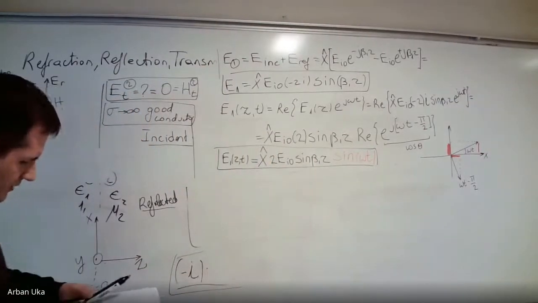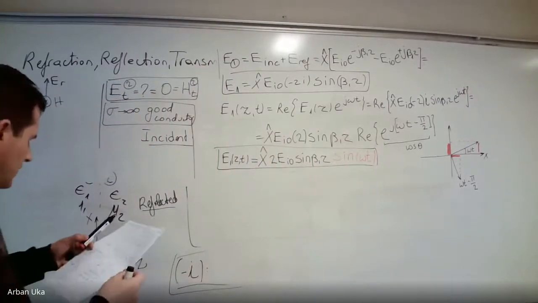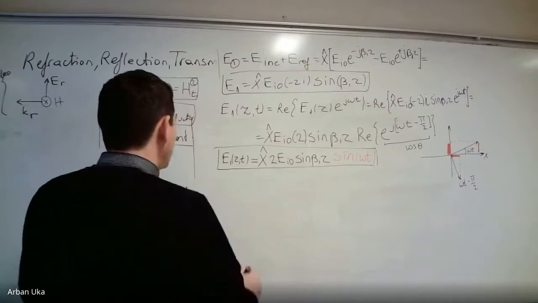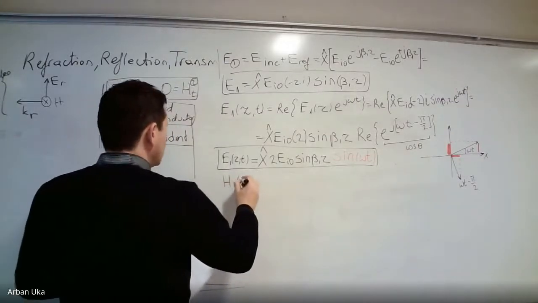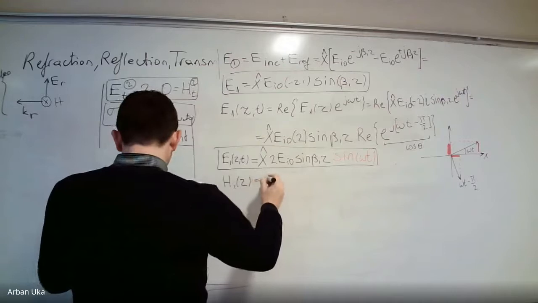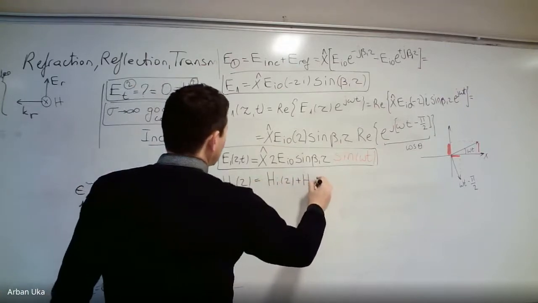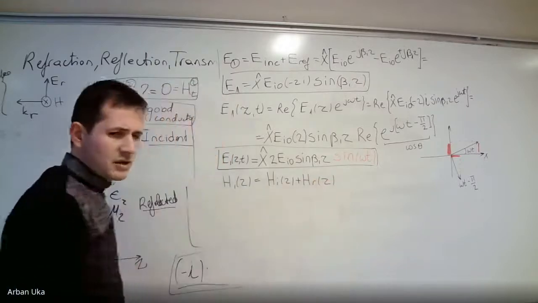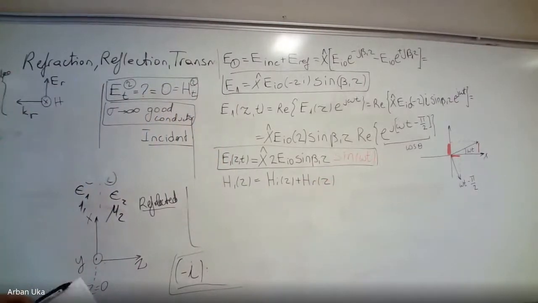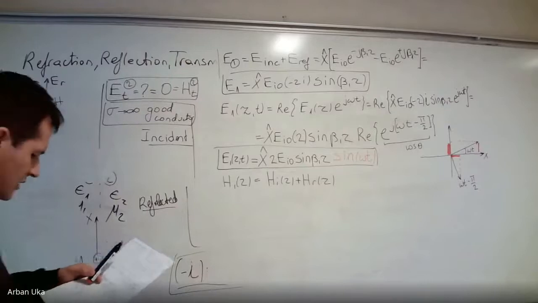And the H itself, the magnetic field intensity, H1 of z, would be equal to H incident of z plus H reflected as a function of z. So they are both phasors so far. We have not changed them yet.